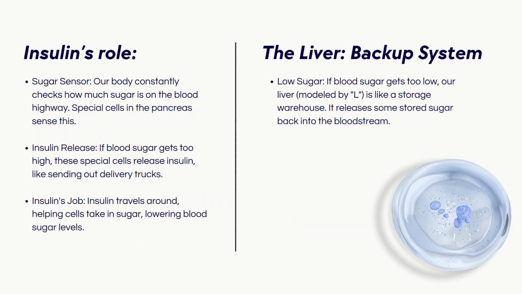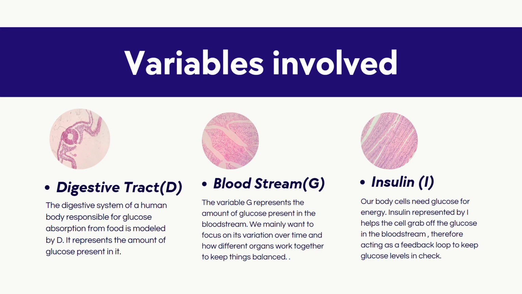Talking about insulin's role, our body constantly checks how much sugar is in the blood. If blood sugar gets too high, special cells release insulin, like sending out delivery trucks. Insulin travels around, helping cells take in sugar, lowering blood sugar levels. If blood sugar gets too low, our liver acts as a storage warehouse. It releases some stored sugar back into the bloodstream. Our body likes to keep things balanced, including blood sugar. This is called homeostasis. This model shows how different parts of our body work together to do this.